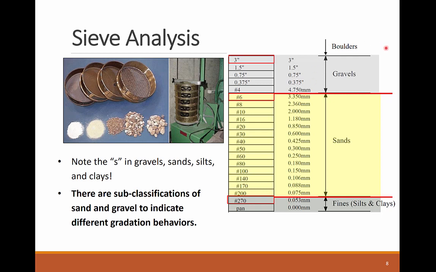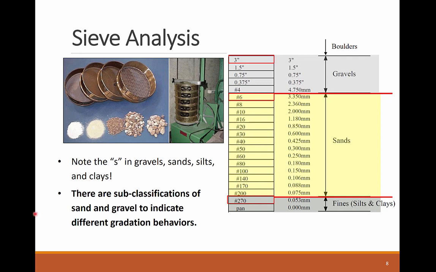Boulders are any grains bigger than 3-inch, but any grains between 3-inch and sieve number 4 are considered gravel. Sands cover a much wider range between sieve sizes number 6 and number 200. Fines and cohesive soils pass through sieve number 200 and are classified using Atterberg tests, not the sieve analysis. You can see here I'm using plural to refer to the different types of gravel and sand.